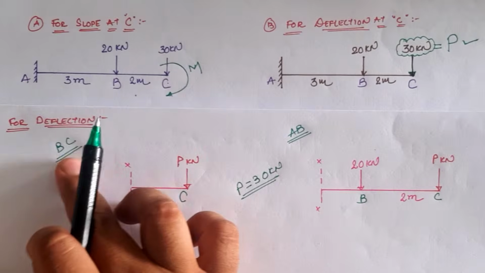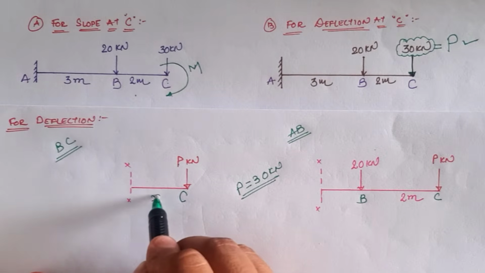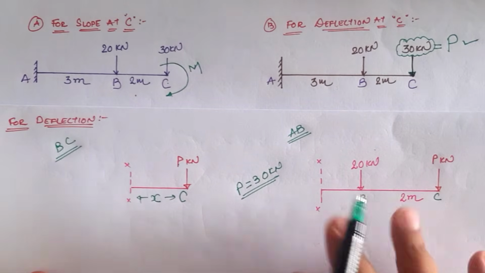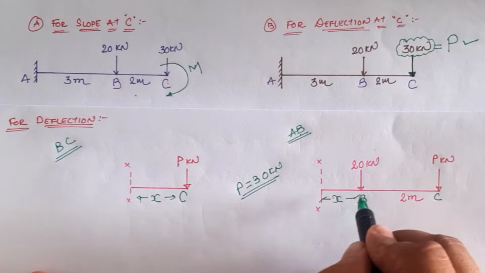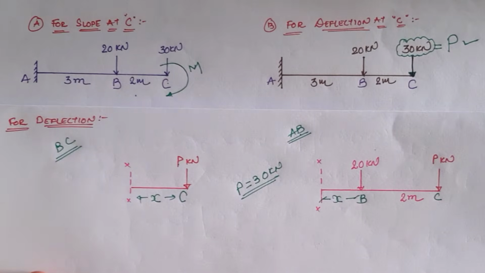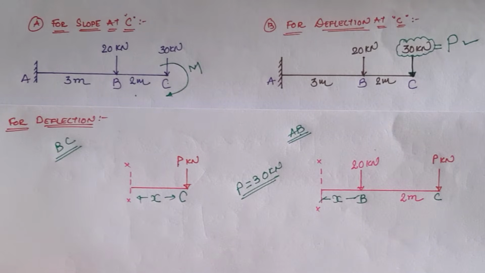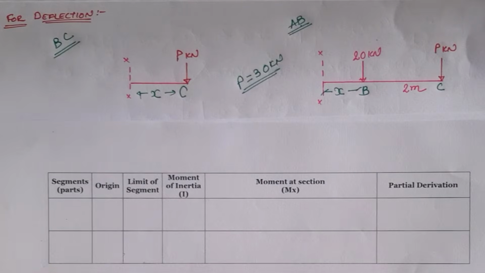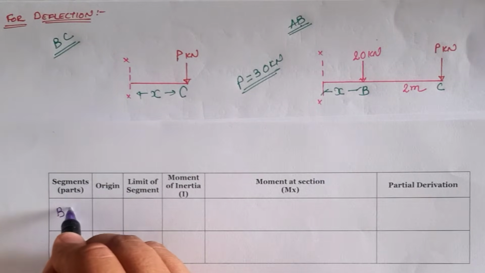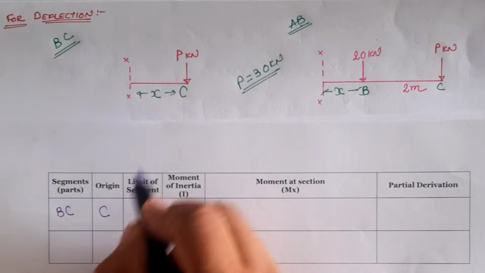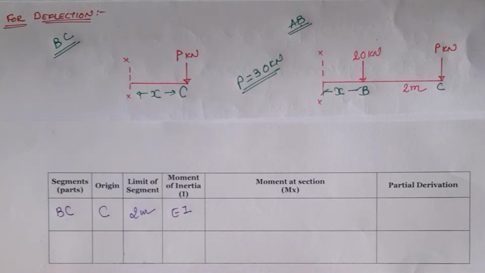So let us focus on the BC span. Our section for the B to C segment has its origin at C, as shown in the figure, while for the rest part, segment AB, our distance from B is x, while from B to C is 2 meter, and we change 30 kilonewton to an arbitrary load P. Now going ahead with the calculation in tabular form, for the calculation of delta C, first we observe the span B to C where the origin is C. The limit for the B to C span is 2 meter. Moment of inertia is not given, hence it is EI, which is constant.